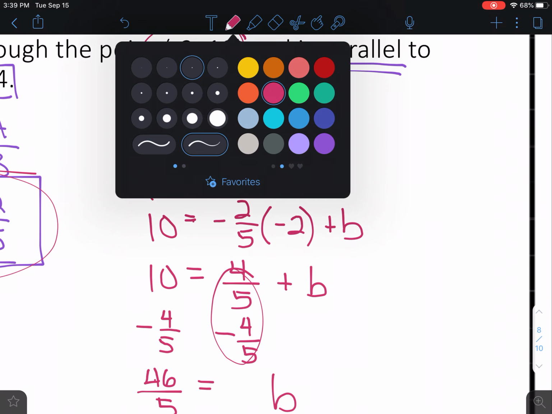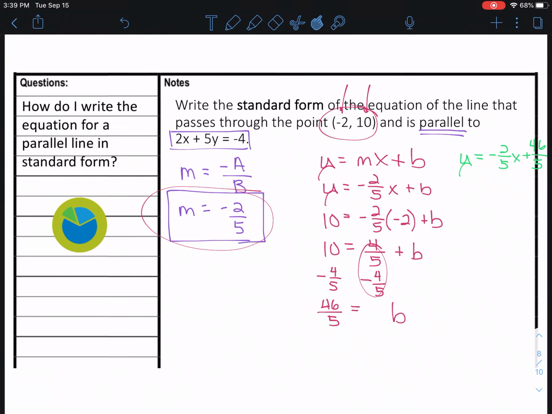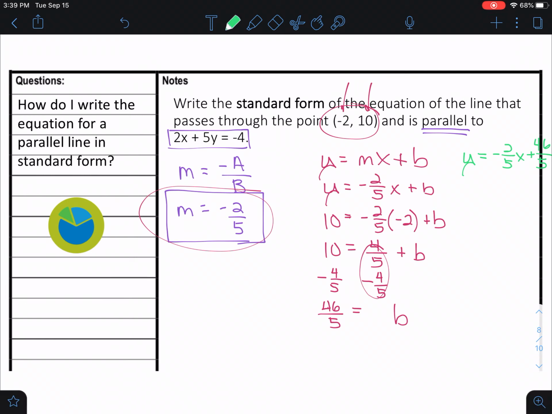Actually, I think we'll change colors. So I have y equals negative 2/5 x plus 46/5. A little hard to see there, but okay. So we have the equation for the line. Problem. It's not in standard form. So I want to get this into standard form. So how do I do that?